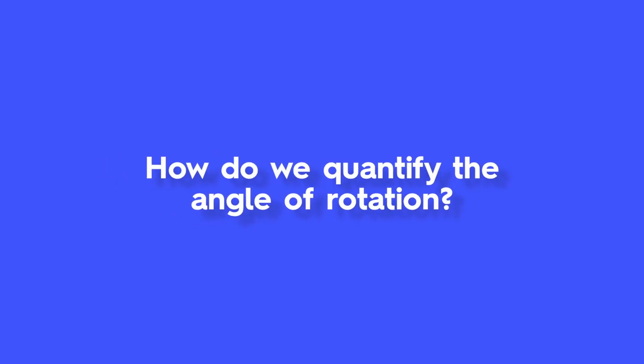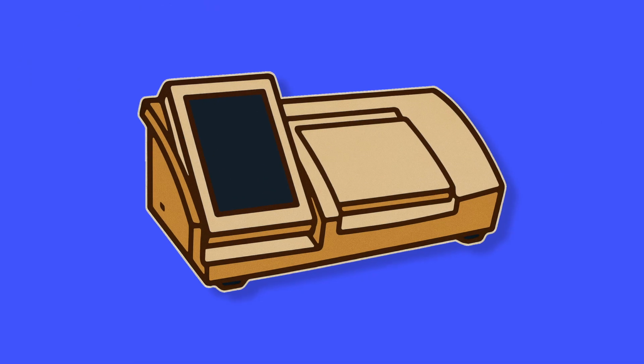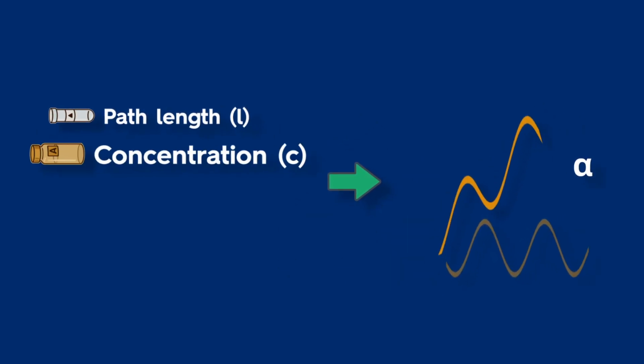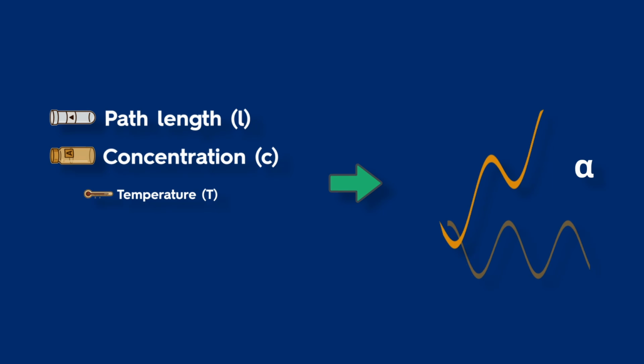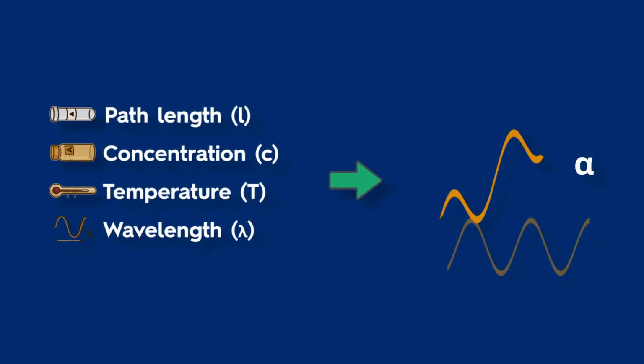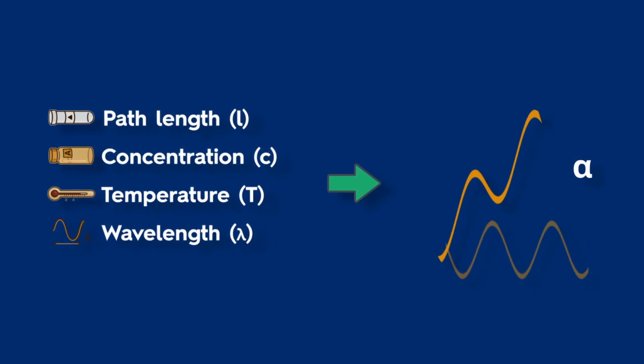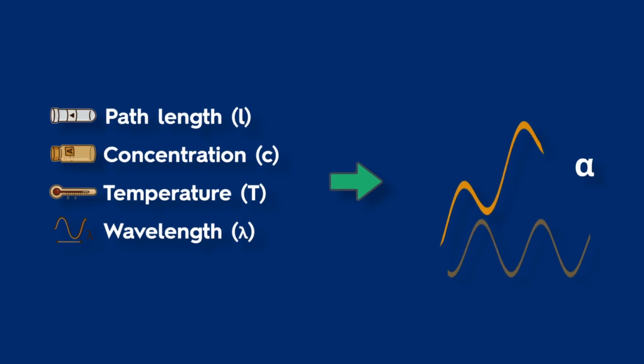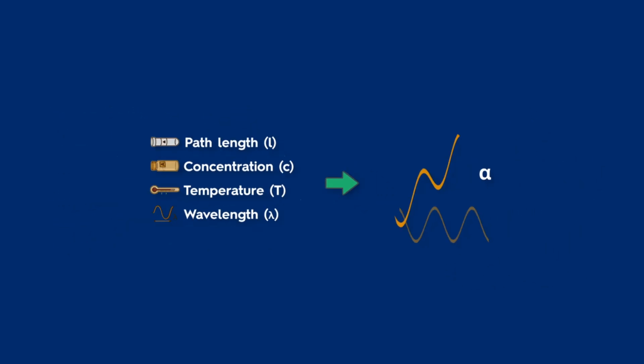How do we quantify this? With a polarimeter. The observed rotation, alpha, depends on the sample path length, or L, and concentration, or C, as well as temperature and wavelength. Most commonly measured at 20 degrees Celsius, using the sodium D line at 589 nanometers.